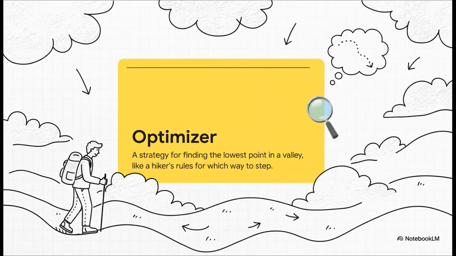To make this super clear, we're going to use an analogy that'll stick with us. Imagine an optimizer is like the strategy for a hiker. This hiker is trying to find the absolute lowest point in a huge foggy valley. They can't see the bottom, right? The fog is too thick. So the optimizer is their rule book. It tells them, okay, which way should I step next and how big should that step be? That's it. That's the game.